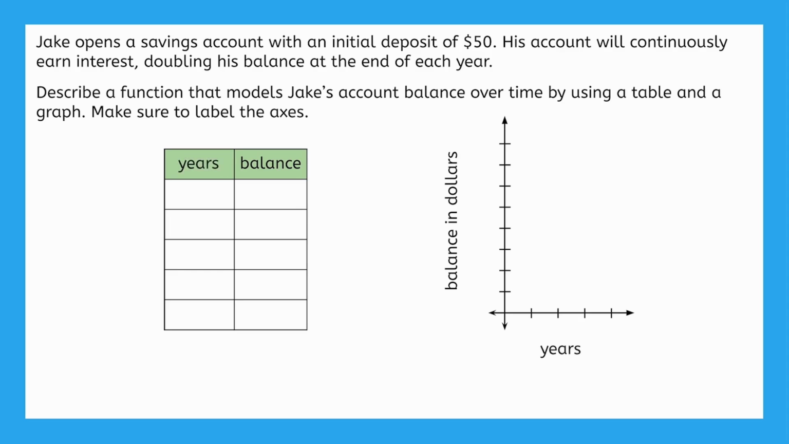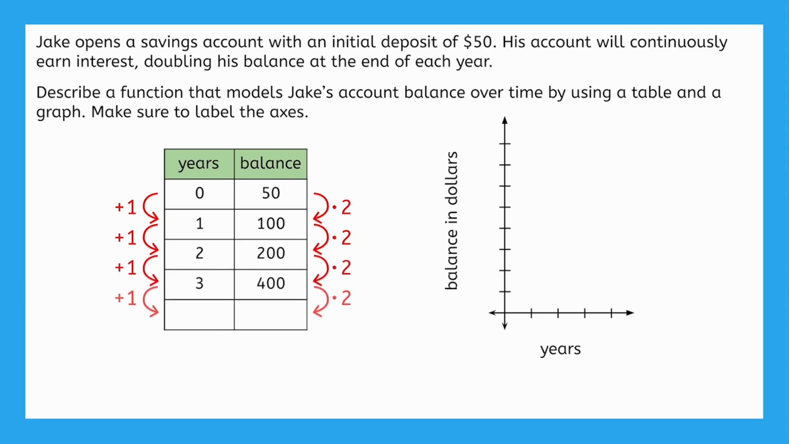Now let's fill up our table. Jake made an initial deposit of $50, so at 0 years, he just had those $50. Every year, his balance will double, so 1 year after, there will be twice as much money, that is, $100. Continuing this pattern, after 2 years, he has $200, after 3 years, $400, and after 4 years, $800.